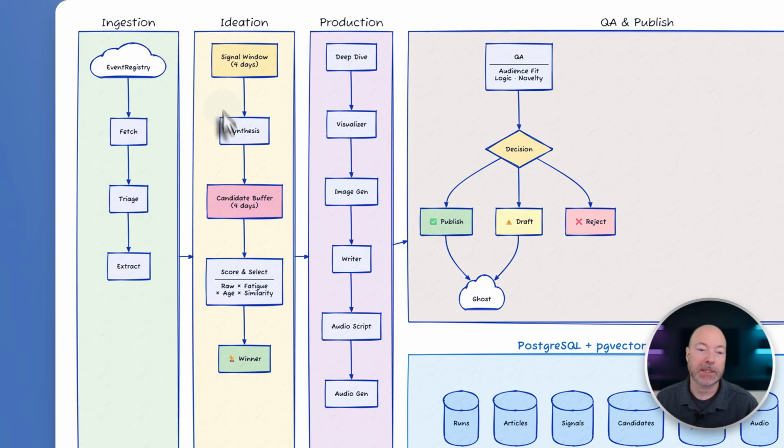We save those in the database, and then we apply a similar strategy here when we actually select the winning idea. I'll talk about the candidate selection a little bit more after I've gotten through the high-level overview of the pipeline, because there's an interesting algorithm at play here. We select a winning candidate and then move into this production phase.